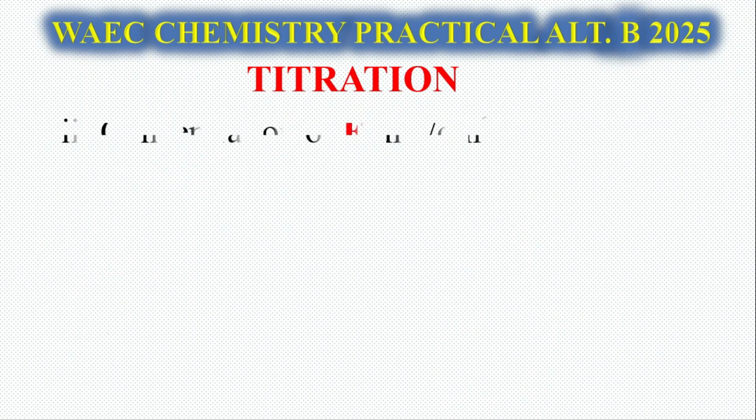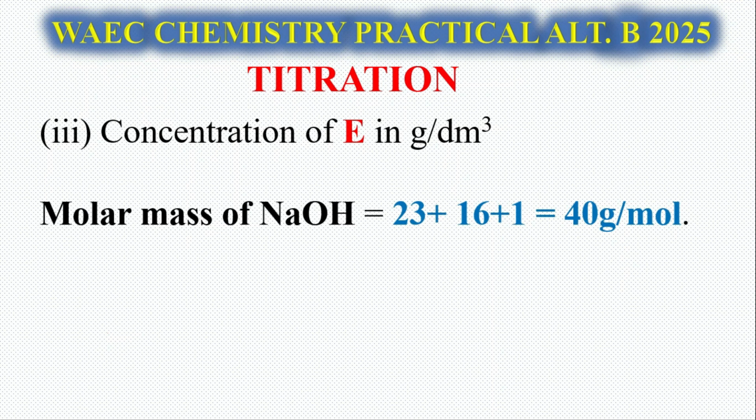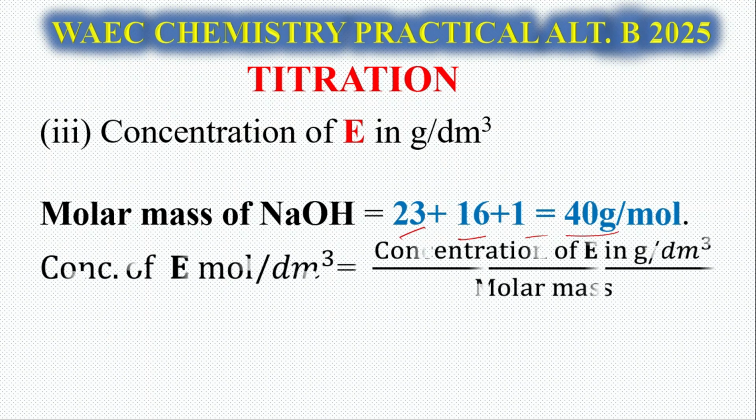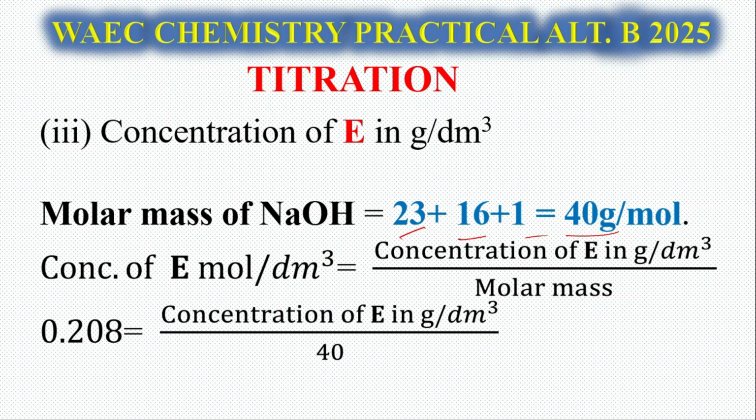Now you need to calculate your concentration in gram per dm³. Your base is sodium hydroxide, that's 23 plus 16 plus 1, which gives you 40.0 gram per mole. Remember, your molar mass must be in gram per mole. When you substitute that in this particular formula, you're going to have 0.20 mole per dm³ multiplied by 40. So your final answer will be 8.3 gram per dm³.